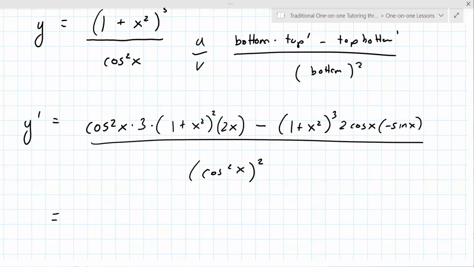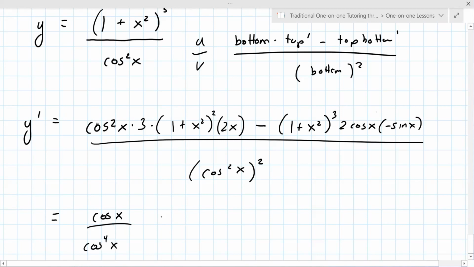Just briefly here, do you see that there's a cosine x in both places? Both at the top. So you would actually factor one of those cosine x's out, and it would cancel with one of them on the bottom. So see how you have a squared on the bottom here, you would have cosine to the 4th x on the bottom. That's one way that you might see this simplified.